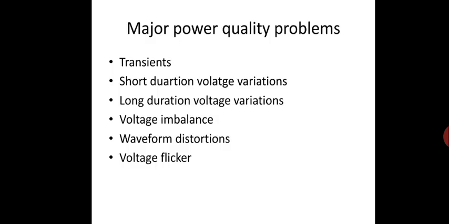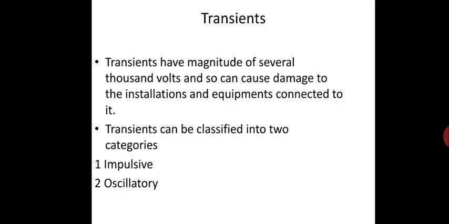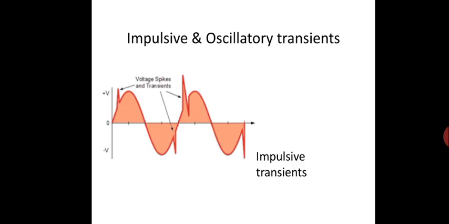Okay, now we see in detail about transients. Transients have a magnitude of several thousand volts and can cause damage to the installation and equipment connected to it. Transients can be classified into 2 categories, that is impulsive transients and oscillatory transients. So you can see this impulsive transient, voltage spikes. Impulsive transients are positive, not negative. It is only a one-sided transient.